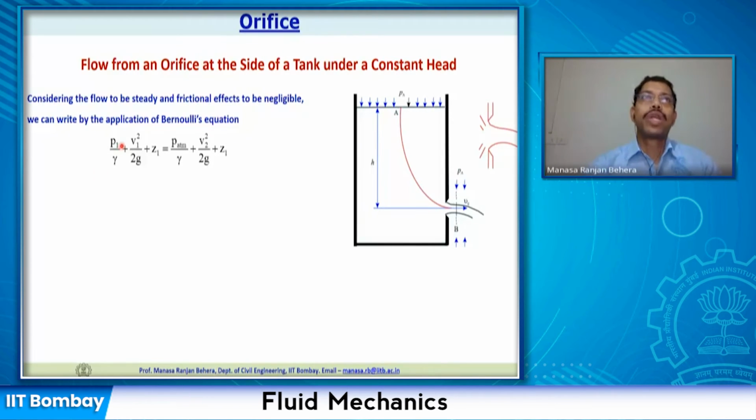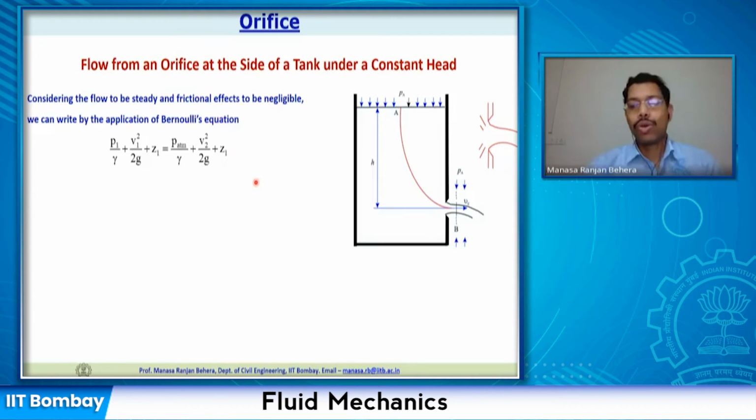Let us say this section is 1: P1 by gamma plus V1 square by 2g plus Z1 is equal to P2 by gamma plus V2 square by 2g plus Z2. Here P2 is nothing but the atmospheric pressure, because you are open to atmosphere. So this is the equation that we could write down.